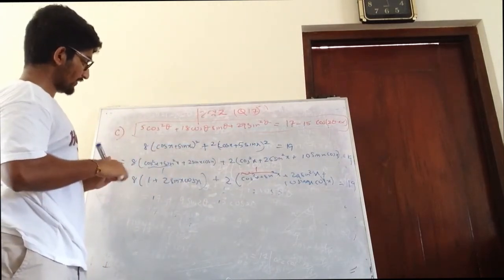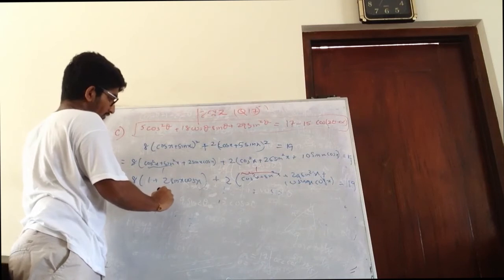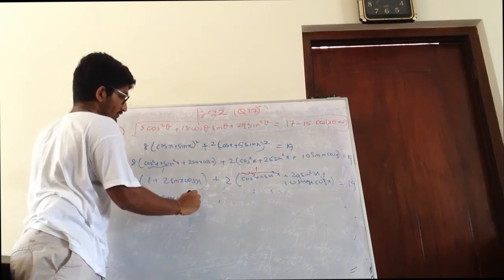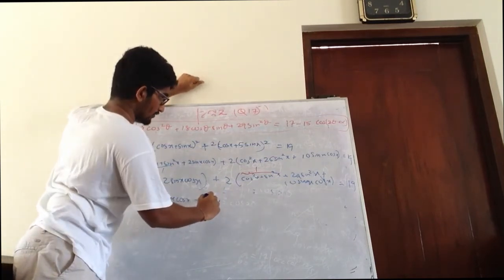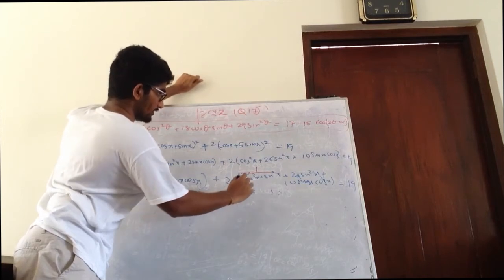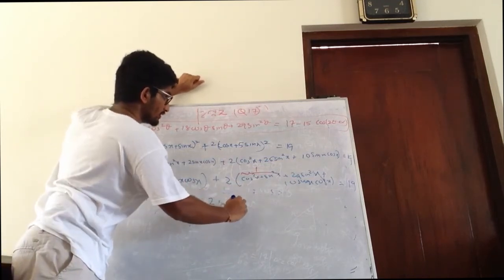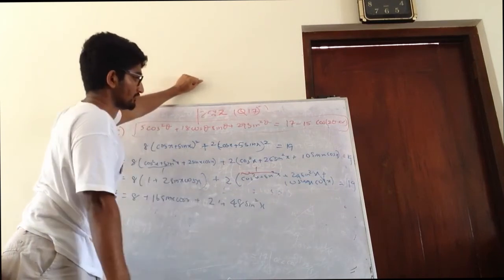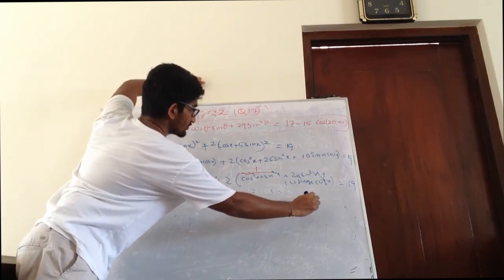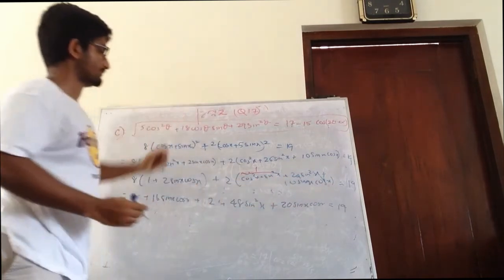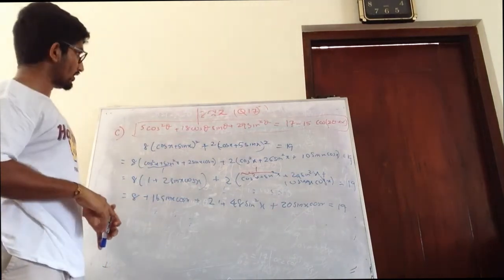Okay? So now if I rewrite this down, I'll get 8 plus 16 sin x cos x plus 2 plus 24 into 2, which is 48 sin squared x, plus 20 sin x cos x equals 90. Correct, no? Right?